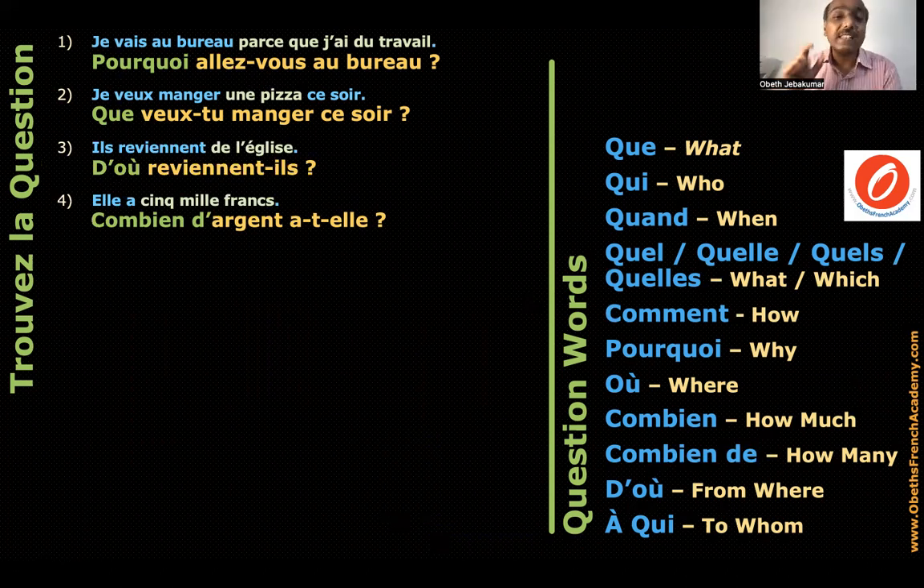So how much money does she have? Number 5. Ce soir, ce livre coûte 50 euros. This book costs 50 euros. So 50 euros is highlighted.